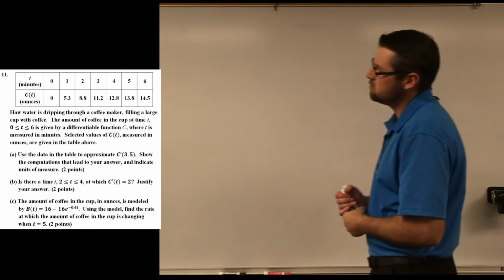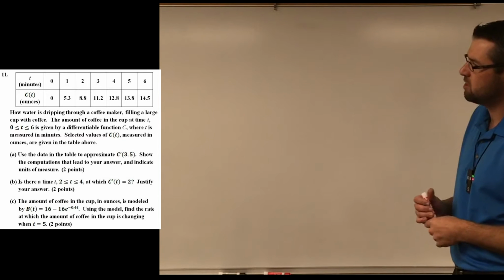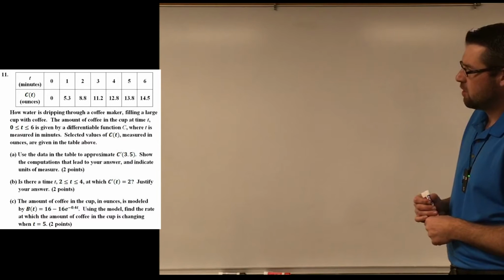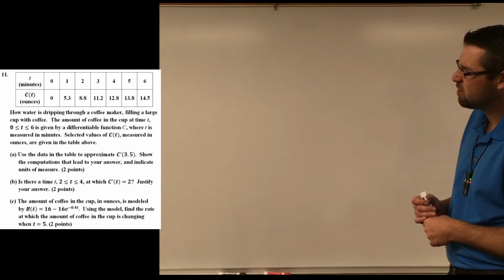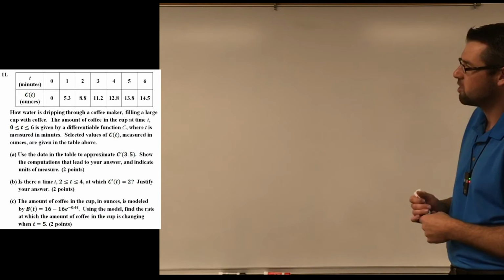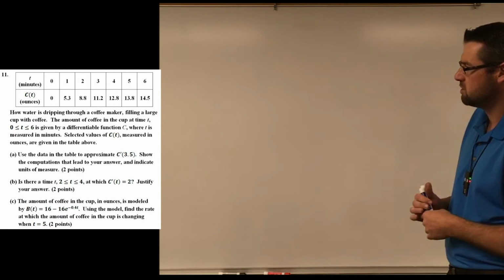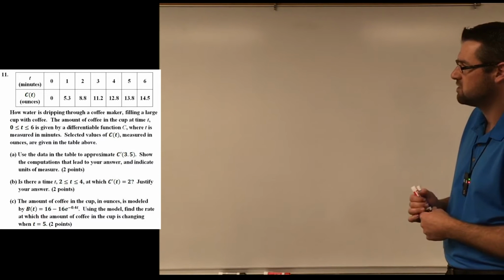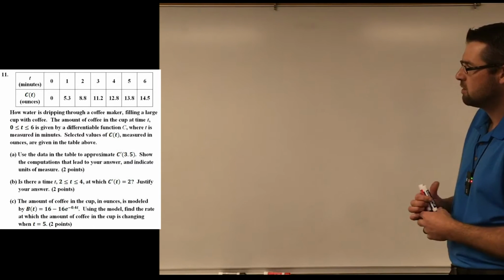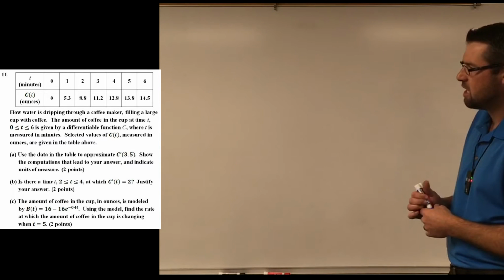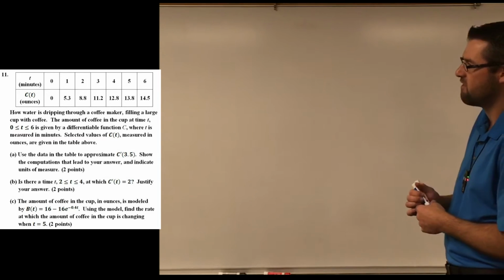Okay, so I give you C of t, which is ounces. Hot water is dripping through a coffee maker, filling a large cup with coffee. The amount of coffee in the cup from 0 to 6 in terms of time, minutes, is given by a differentiable function C. So C is an amount. Select values of C are given. Part A, use the data in the table to approximate C prime of 3.5.